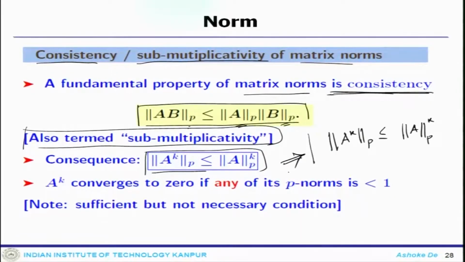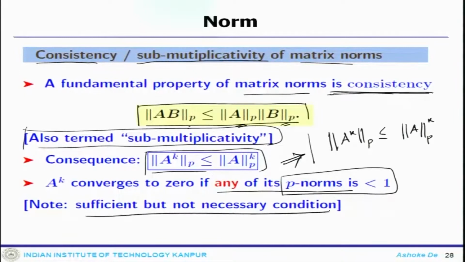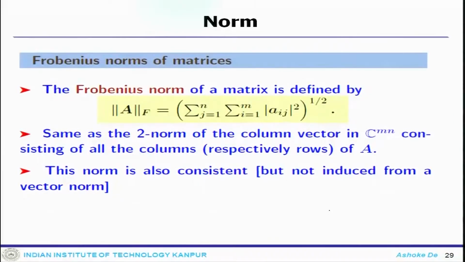Now, A^k will converge to 0 if any of its P norms is less than 1. That is a very important criterion or constraint, but it is sufficient but not necessary. Okay, so note that it is a sufficient but not necessary condition. There are conditions which also have to be necessary.